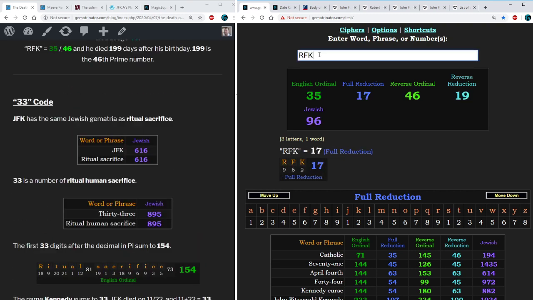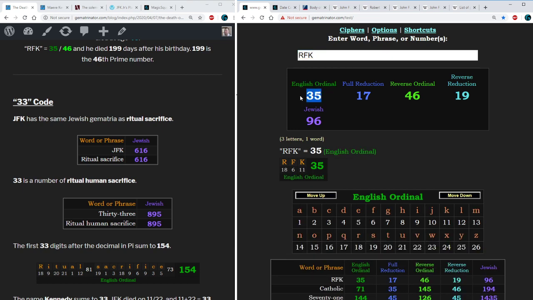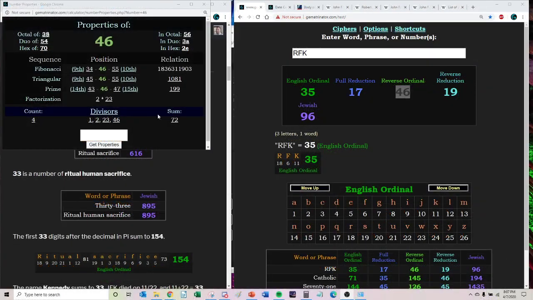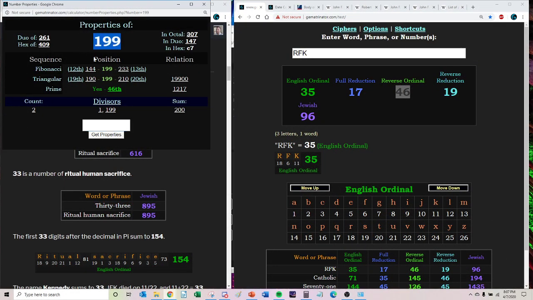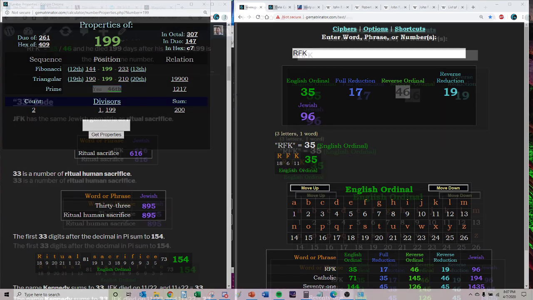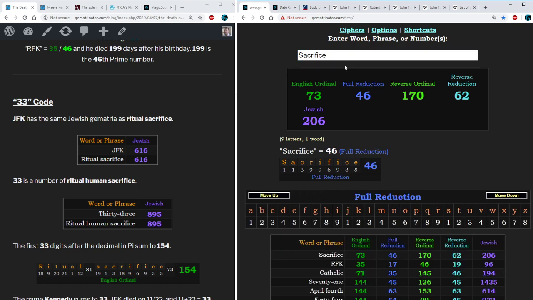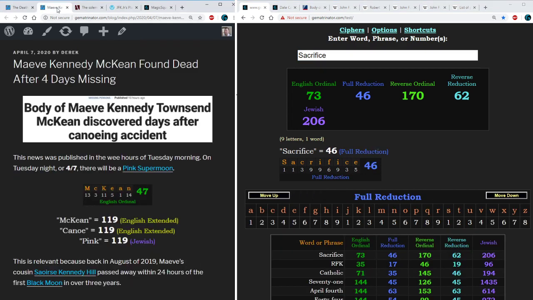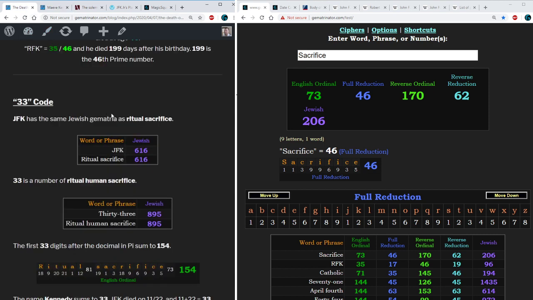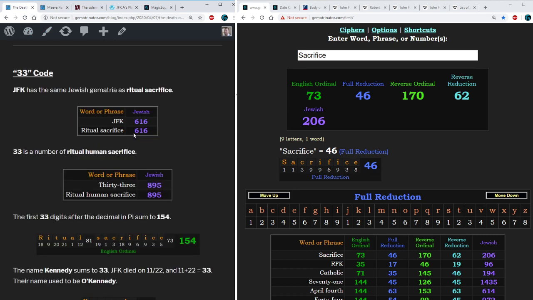These numbers are familiar to RFK, his brother, whose initials sum to 35 and 46. RFK wound up dying 199 days after his birthday, which is the 46th prime number. And we'll talk more about this number when we get into the numerology of Maeve McKean and how it's related to the death of Saoirse Hill, who allegedly overdosed on drugs back in August of last year, another granddaughter of RFK.